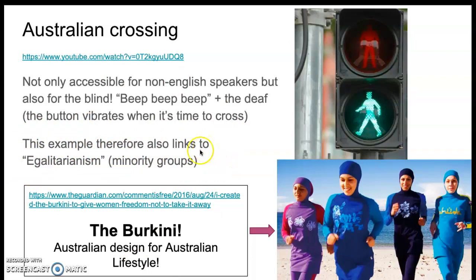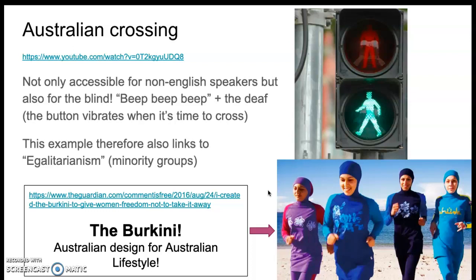The burkini, though, going back to multiculturalism, is a perfect case study. I would all remember that one because what's interesting about the burkini is it's not a design for the Middle East. It's not for Lebanon. It's not for Saudi Arabia. It's for Australia. It's an Australian design from an Australian designer.